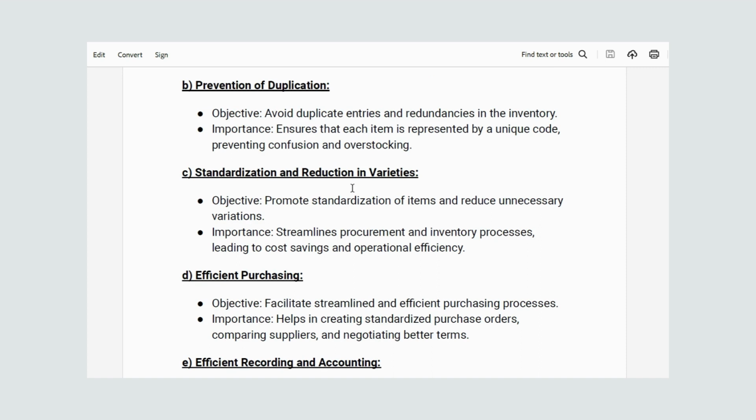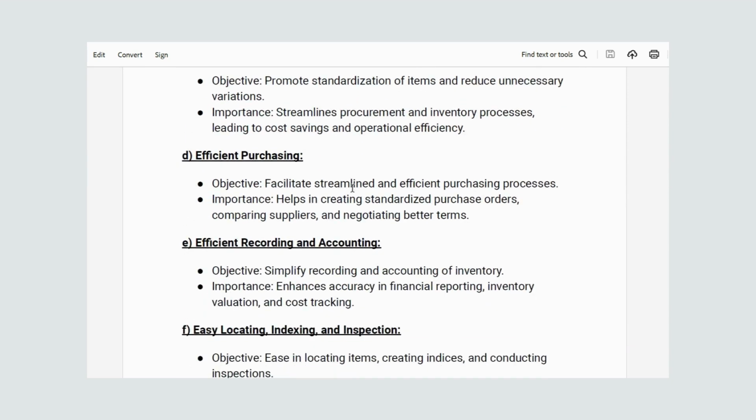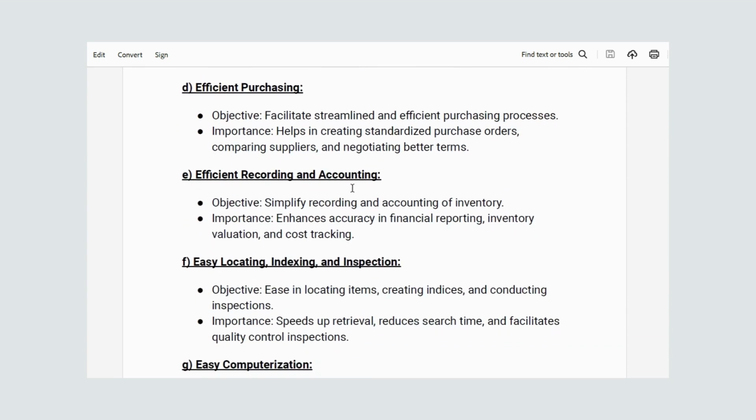Okay, and then comes standardization and reduction in varieties. It promotes standardization of items and reduces unnecessary variations. It streamlines the procurement and inventory processes, which leads to cost savings and operational efficiency. We can also say that it helps in efficient purchasing. It facilitates a streamlined and efficient purchasing process. It also helps in creating standardized purchase orders, comparing suppliers, and negotiating better terms.